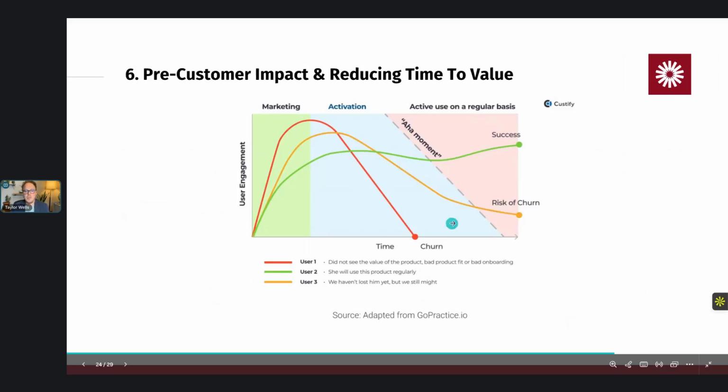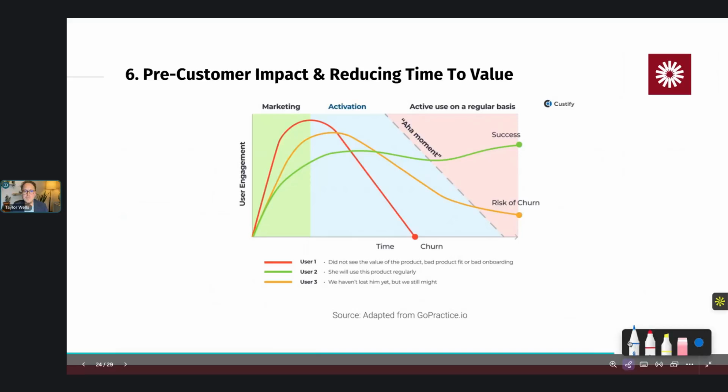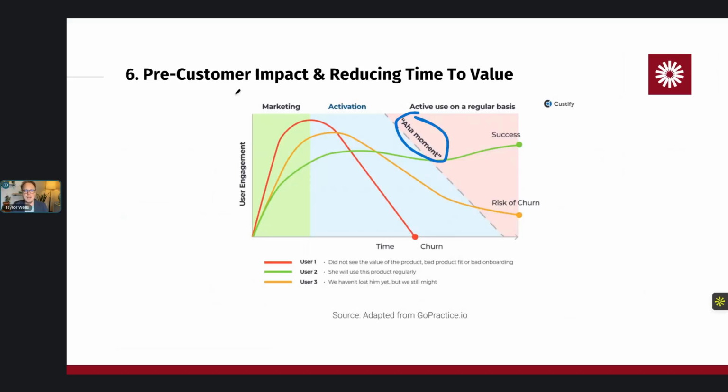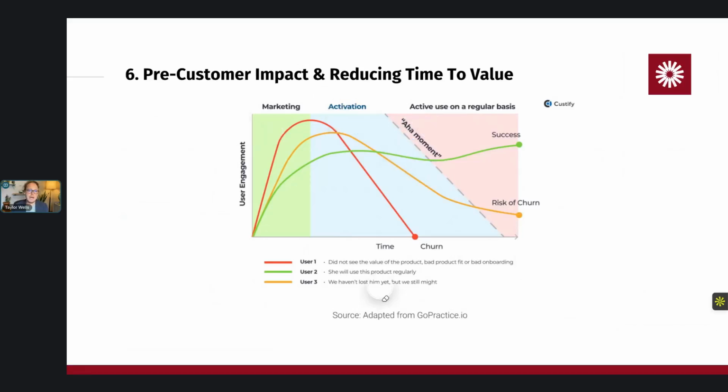This is a fancy way of saying providing value, not like, here's how our product can help you, but actually helping them solve a problem. Most aha moments are way down the buyer's journey, right? Back here is partnerships, then you have marketing, then you have sales, then you have activation, and then they get this aha moment. What if we could provide this aha moment way earlier? What if we could provide some sort of value, some sort of impact before they ever become a customer?